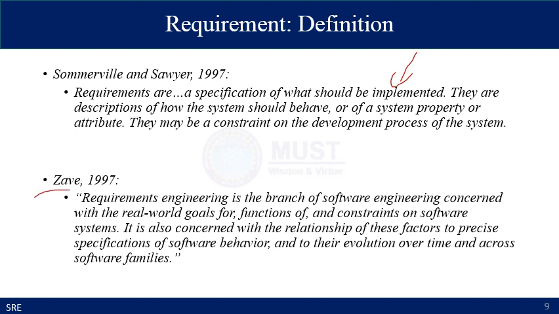Similarly, there is another definition from another book which states that requirement engineering is the branch of software engineering concerned with the real goals or functions of and constraints on software systems. It is also concerned with the relationship of these factors to precise specification of software behavior and their evolution over time and across software families. So in general terms, a requirement or software requirement is the ability of your system to perform a specific action that is desired or specified by its users.